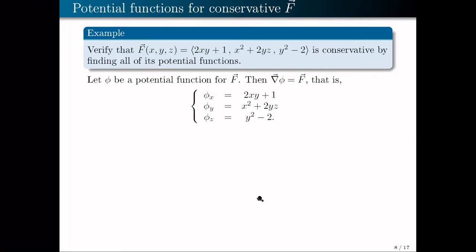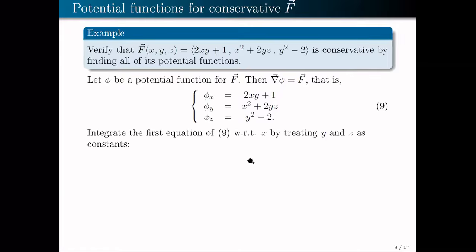So let's start with phi sub x. To obtain phi, we integrate phi sub x with respect to x as follows. Doing so, we treat y and z as constants. So we have the integral of phi sub x, which is 2xy plus 1 dx. Doing the integration, we get x squared y plus x plus some constant, which is a function of y and z. Again, here we treated y and z as constants, so c of yz is a constant in this case.